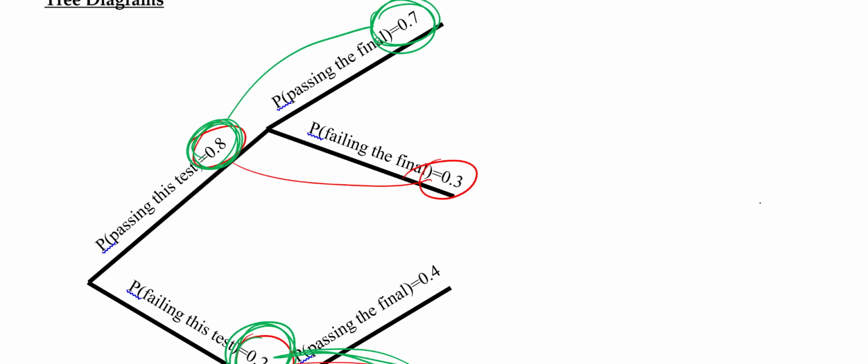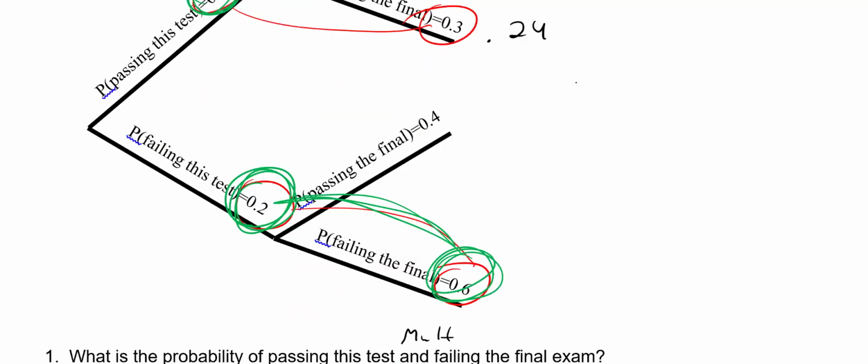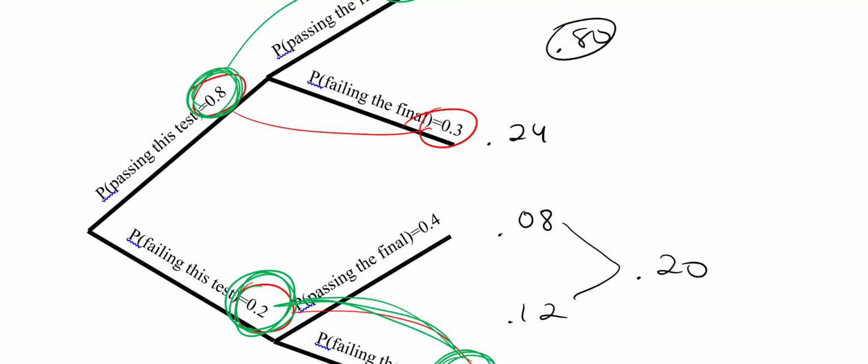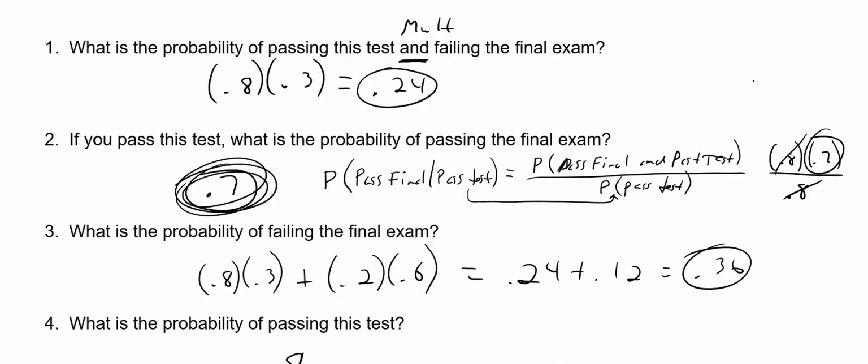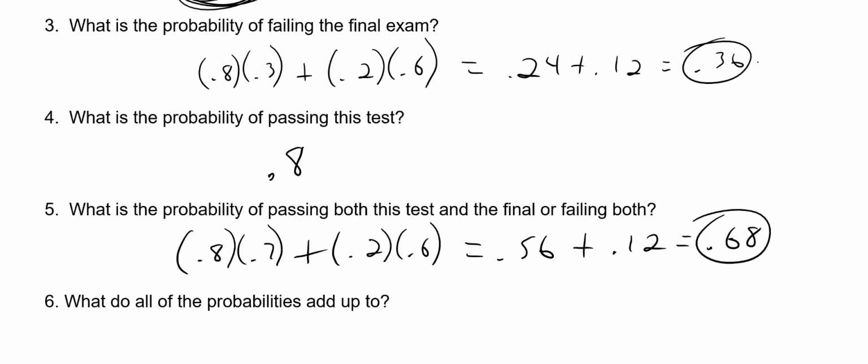In fact, if I add these up, this is 0.56, this is 0.24, so that adds up to 0.80. And then 0.2 times 0.4 is 0.08, and 0.2 times 0.6 is 0.12. So these add up to 0.20. So if you add up 0.20 with 0.80, you get 1.0. Pretty easy. So put that in there.